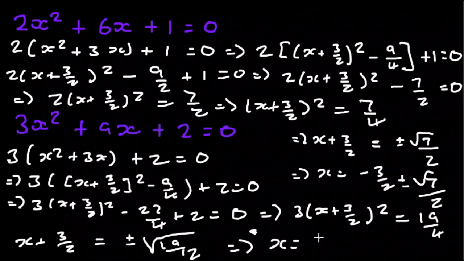This implies x is equal to negative 3 over 2 plus or minus the square root of 19 over 12.